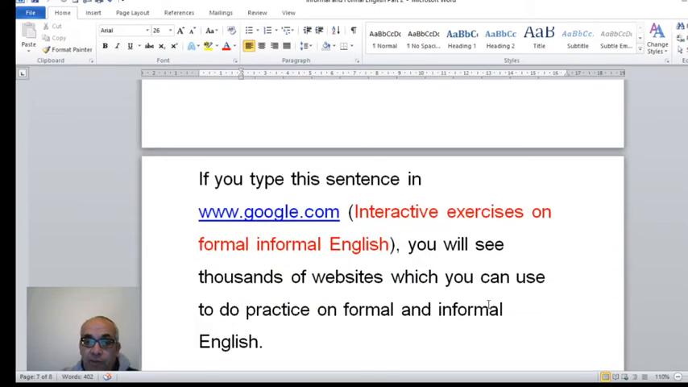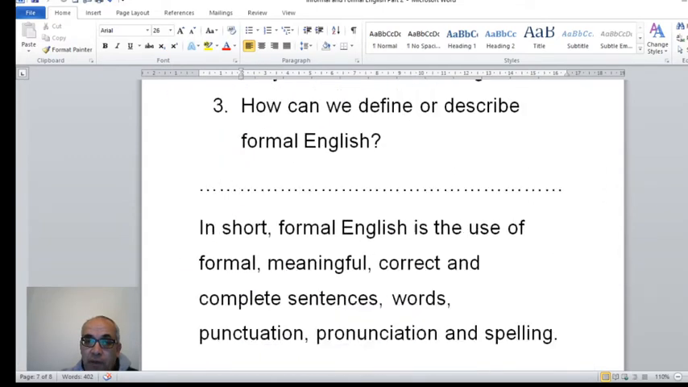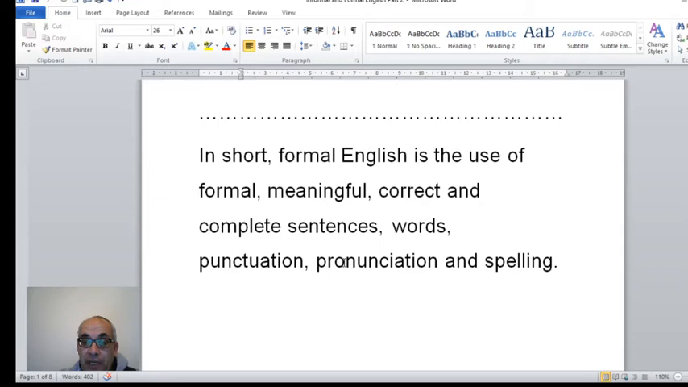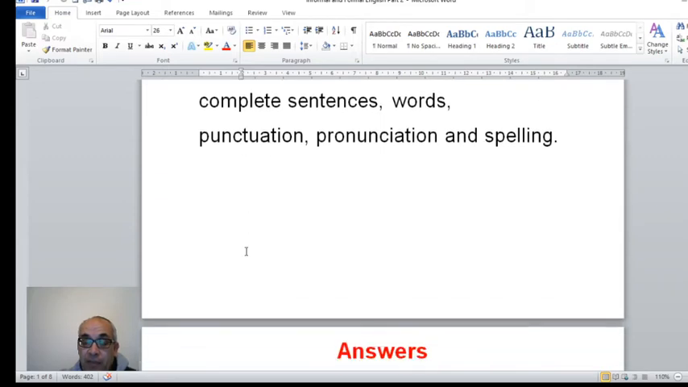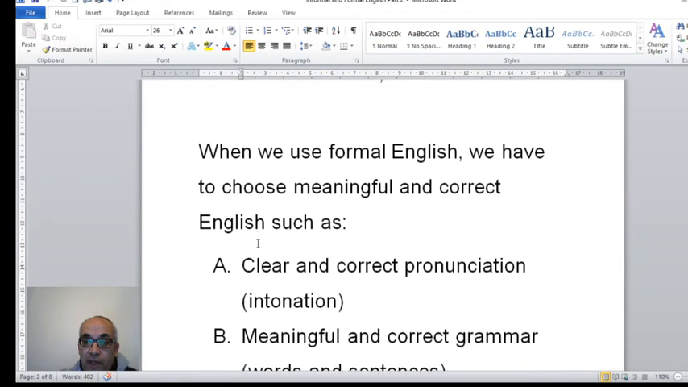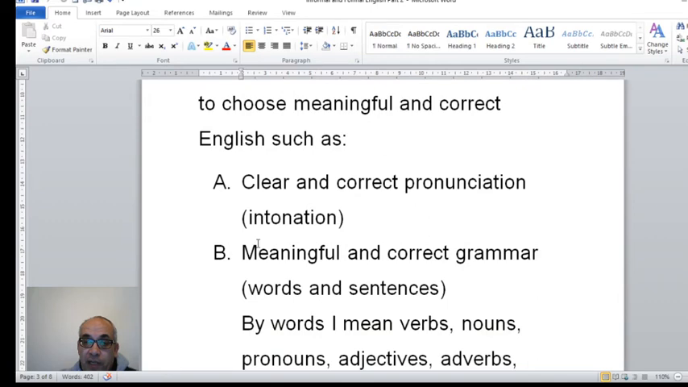So this is like the end of the video, and I tried to give you here, very quickly, what is formal English. I said formal English means everything must be correct, must be exact, must have meaning. The sentences, the words, pronunciation, punctuation, all these must have meaning, and they must be correct and must be formal. And this is a number of situations in which you use formal English. And again, why do we use formal English? Examples like clear pronunciation, correct, etc.